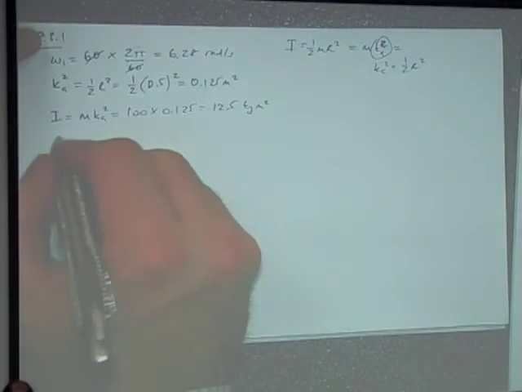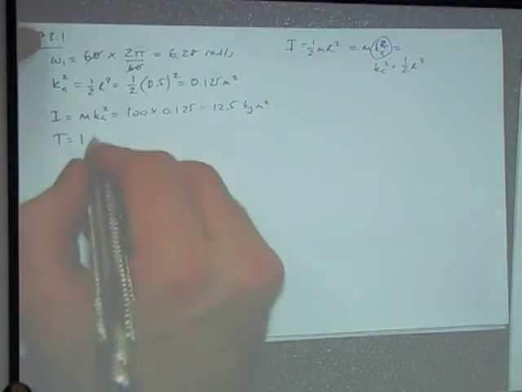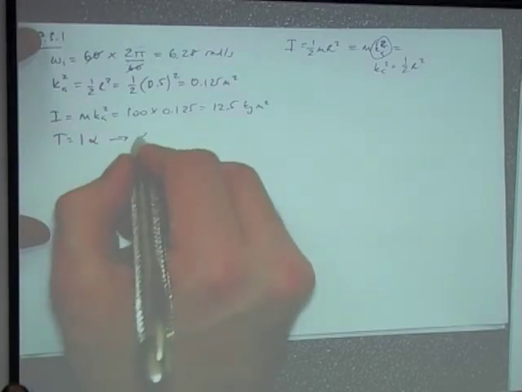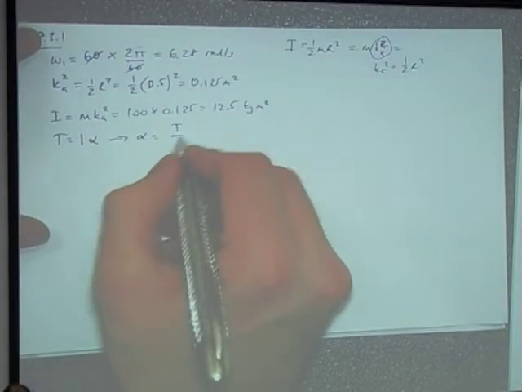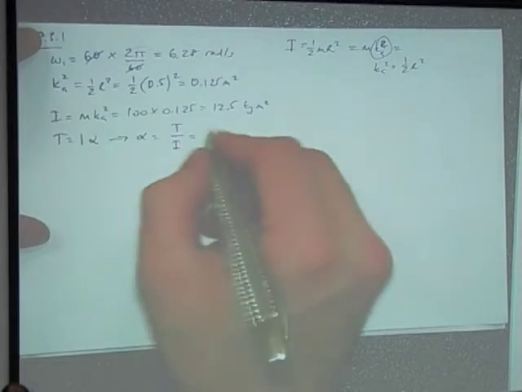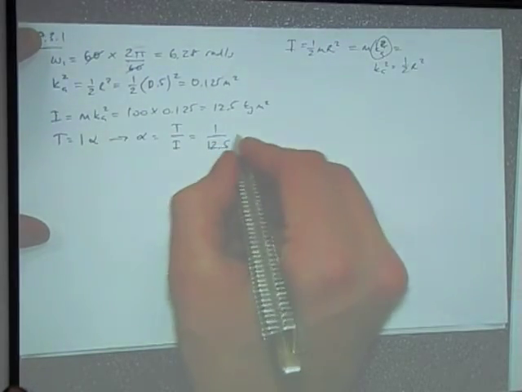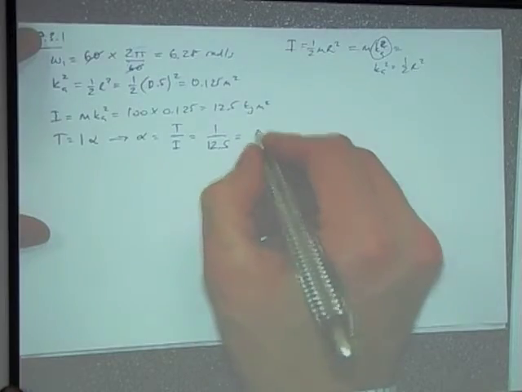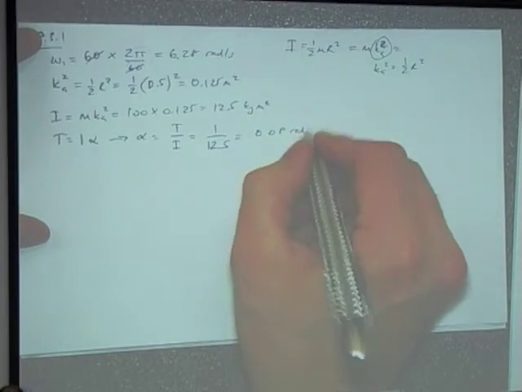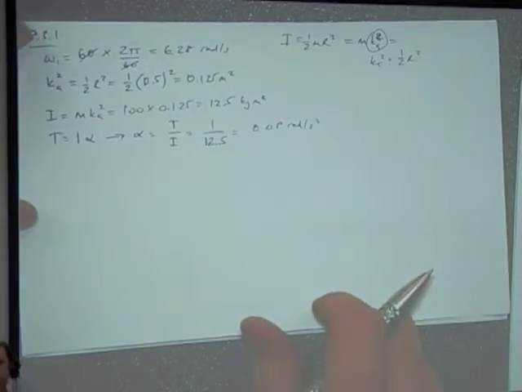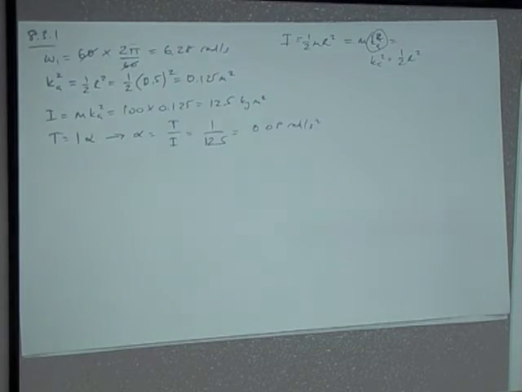So we know that torque equals I alpha. So alpha equals the torque divided by I. Now the torque is 1, I is 12.5. So alpha equals 0.08 radians per second squared. Okay, we can determine that.